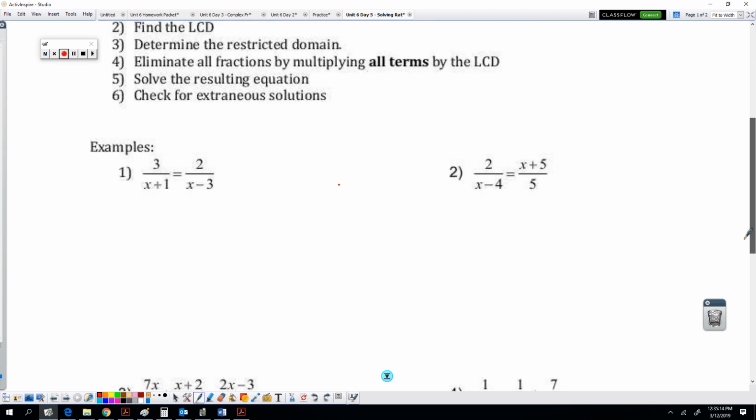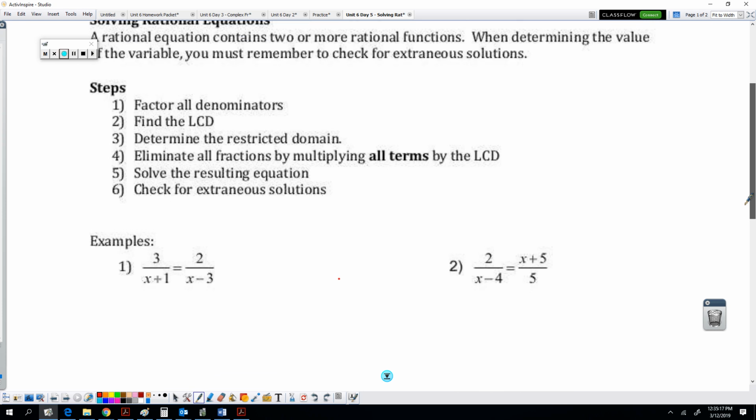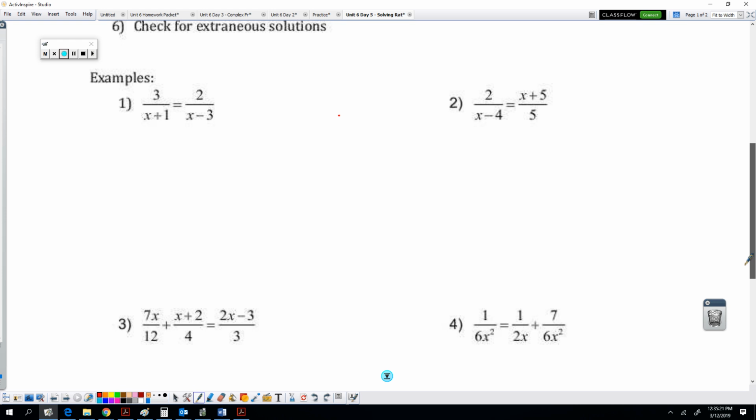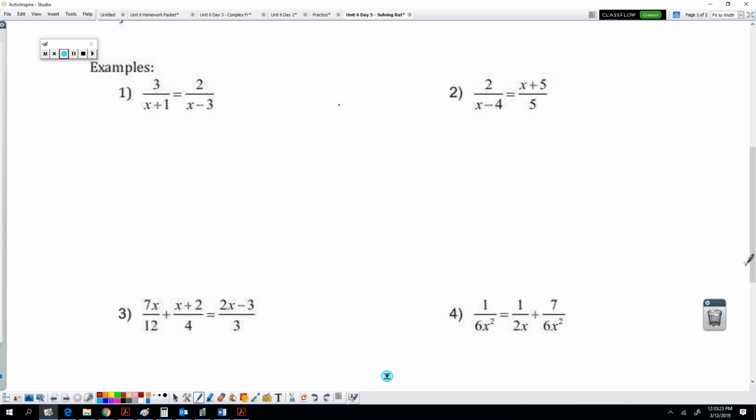All right, so we're just going to jump into it. The steps are right here if you need to take a look at them. So, now we're going to jump right into these problems. All right, example number 1.